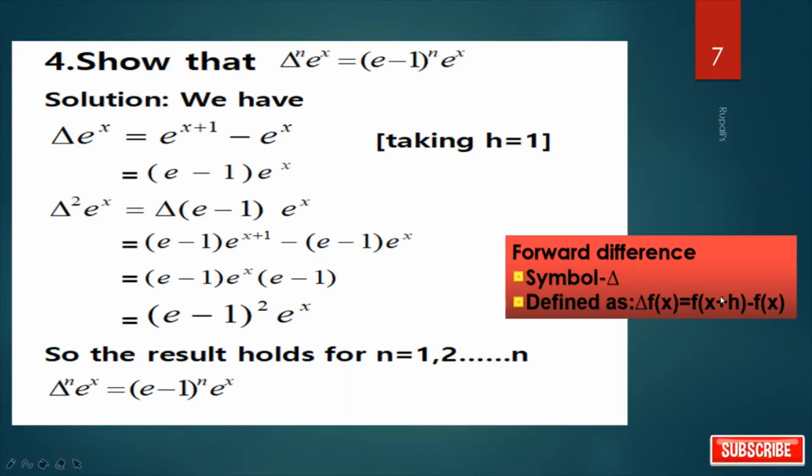And what is delta of (e minus 1) e to the power x? By this formula we get (e minus 1) into e to the power (x plus 1) minus (e minus 1) into e to the power x. So after calculation we get (e minus 1) whole squared into e to the power x. So the result holds good for n equals 1, 2, 3, 4 and so on till n. So we can easily prove that delta to the power n of e to the power x equals (e minus 1) whole to the power n into e to the power x.